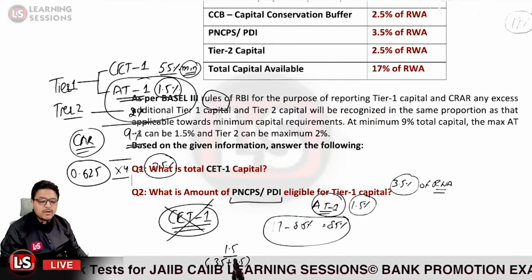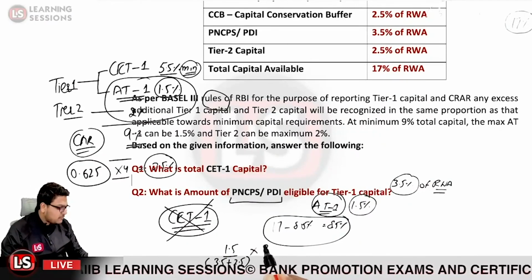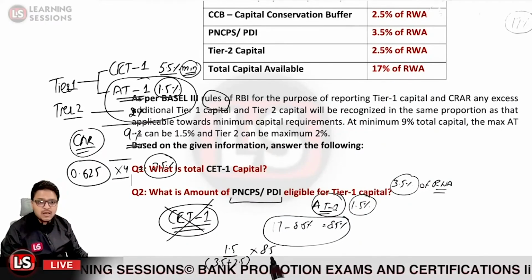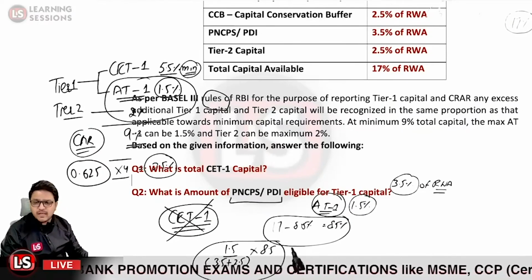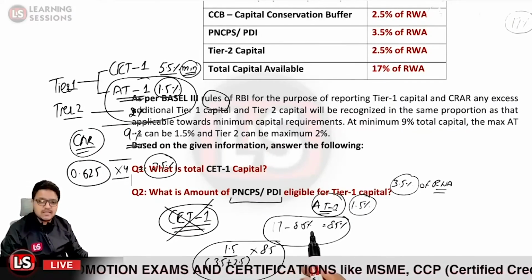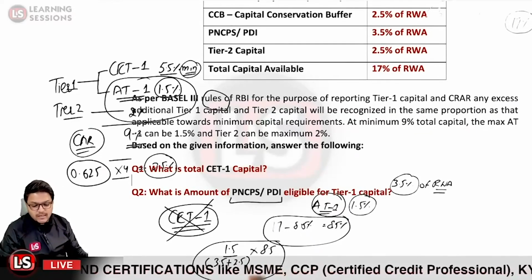So okay, it will be 1.5 divided by 3.5 plus 2.5 and multiplied by 8.5, because we are not going to calculate it from the CET1. So it will be total capital minus the CET1 capital, that is 8.5% given over here. So we will be calculating it as such.